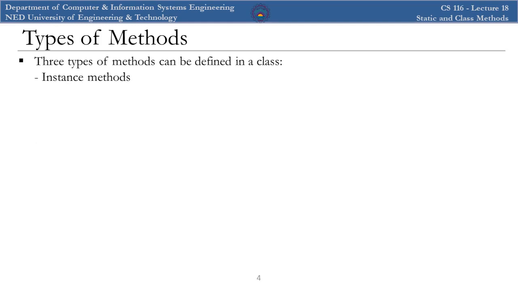As I told you, there are three types of methods that can be defined in a class. Instance methods, we are familiar with these methods. Actually, we are familiar with only this kind. And then we can have class methods and static methods. I'll talk about each one of them turn by turn, and then we'll see some coding examples.